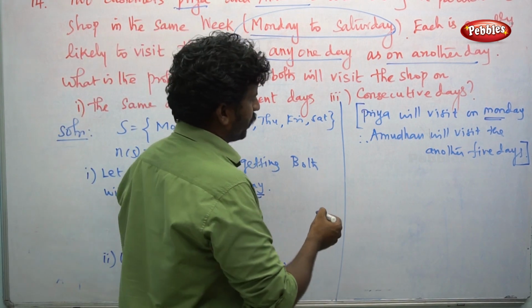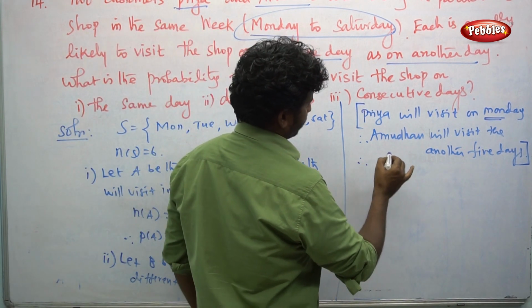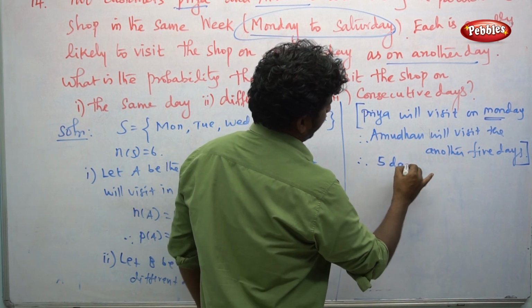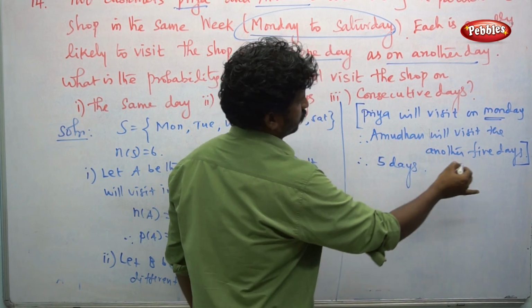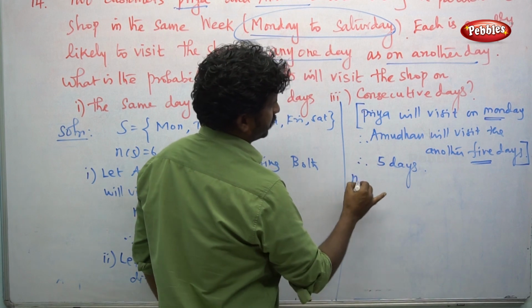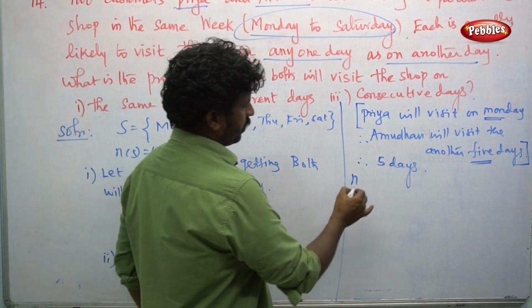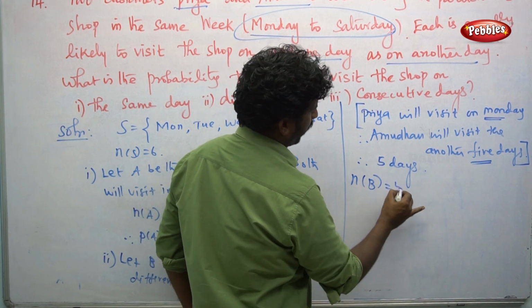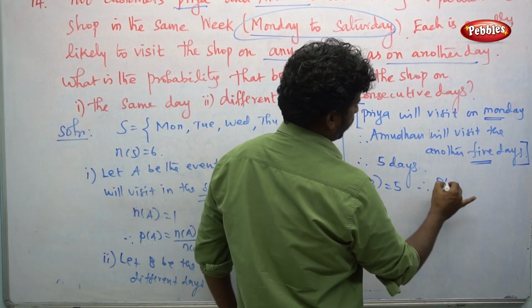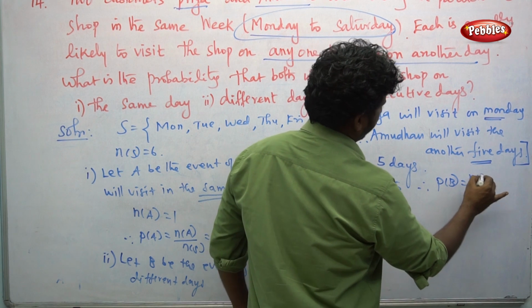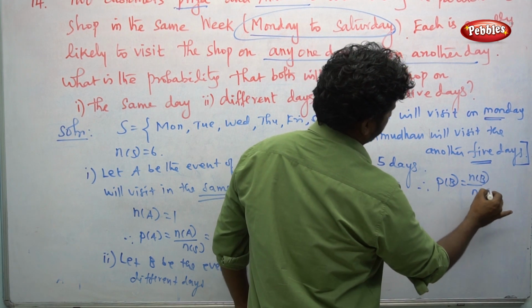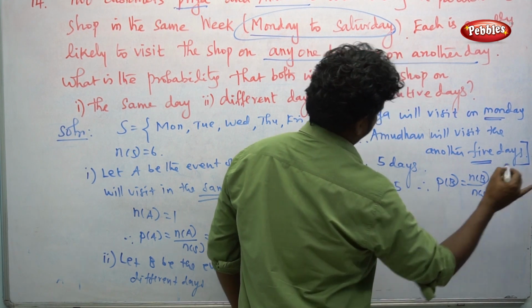அப்போ டிஃப்ரெண்ட் டேஸ் அப்படிங்கிறது என்ன? The 5 days. Therefore this is 5 days. இந்த டிஃப்ரெண்ட் 5 டேஸ்ன்னு சொல்கிறோம் இல்லையா? அதுதான் n of B. ஐ மீன் செகண்ட் பாயிண்ட் என்ன ஈவெண்ட் எடுத்துருக்கோம்? B, not C. n of B is equal to 5 அப்படின்னு எடுத்துக்கிறோம். Therefore the P of B is equal to the n of B by the n of S, so 5 by 6.